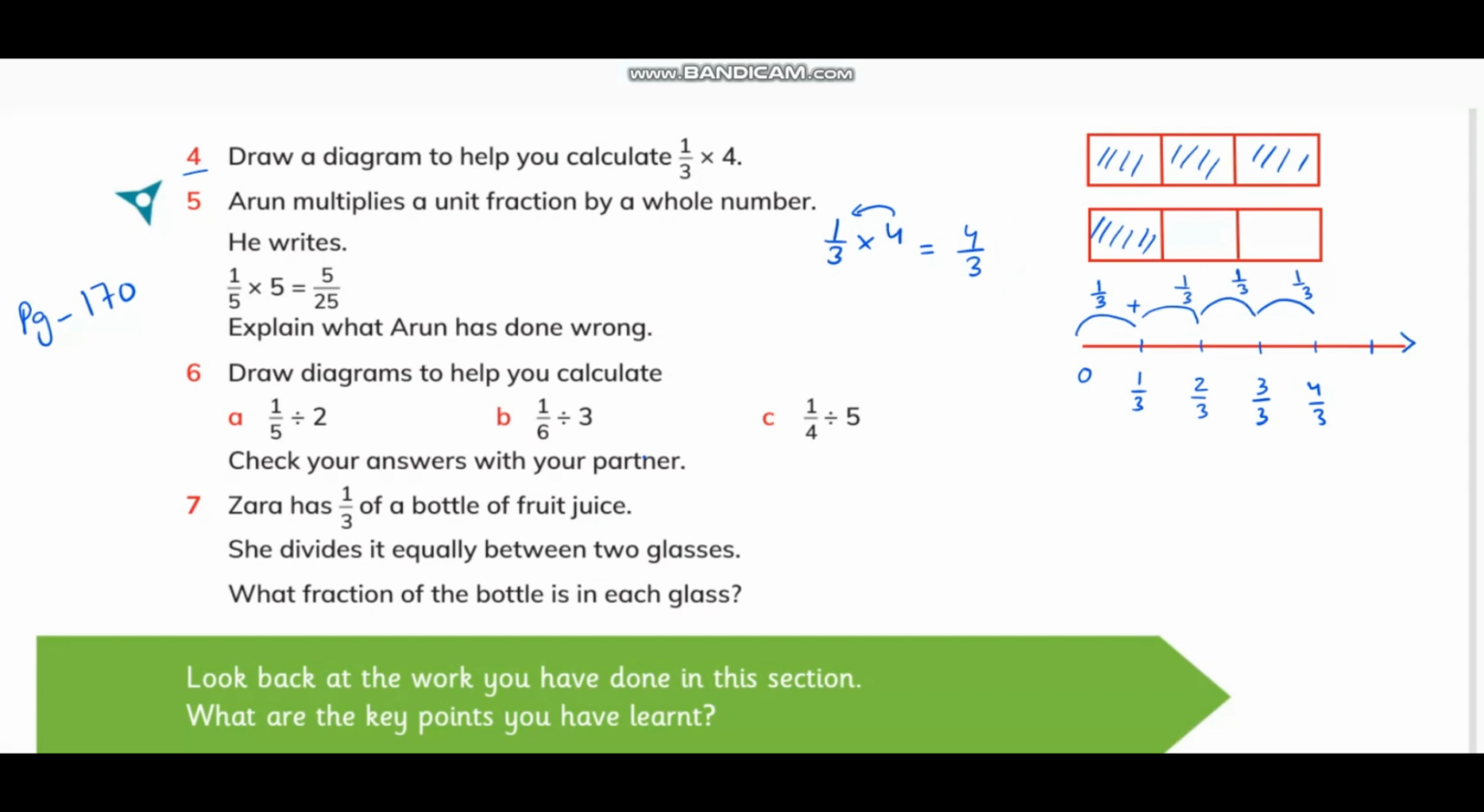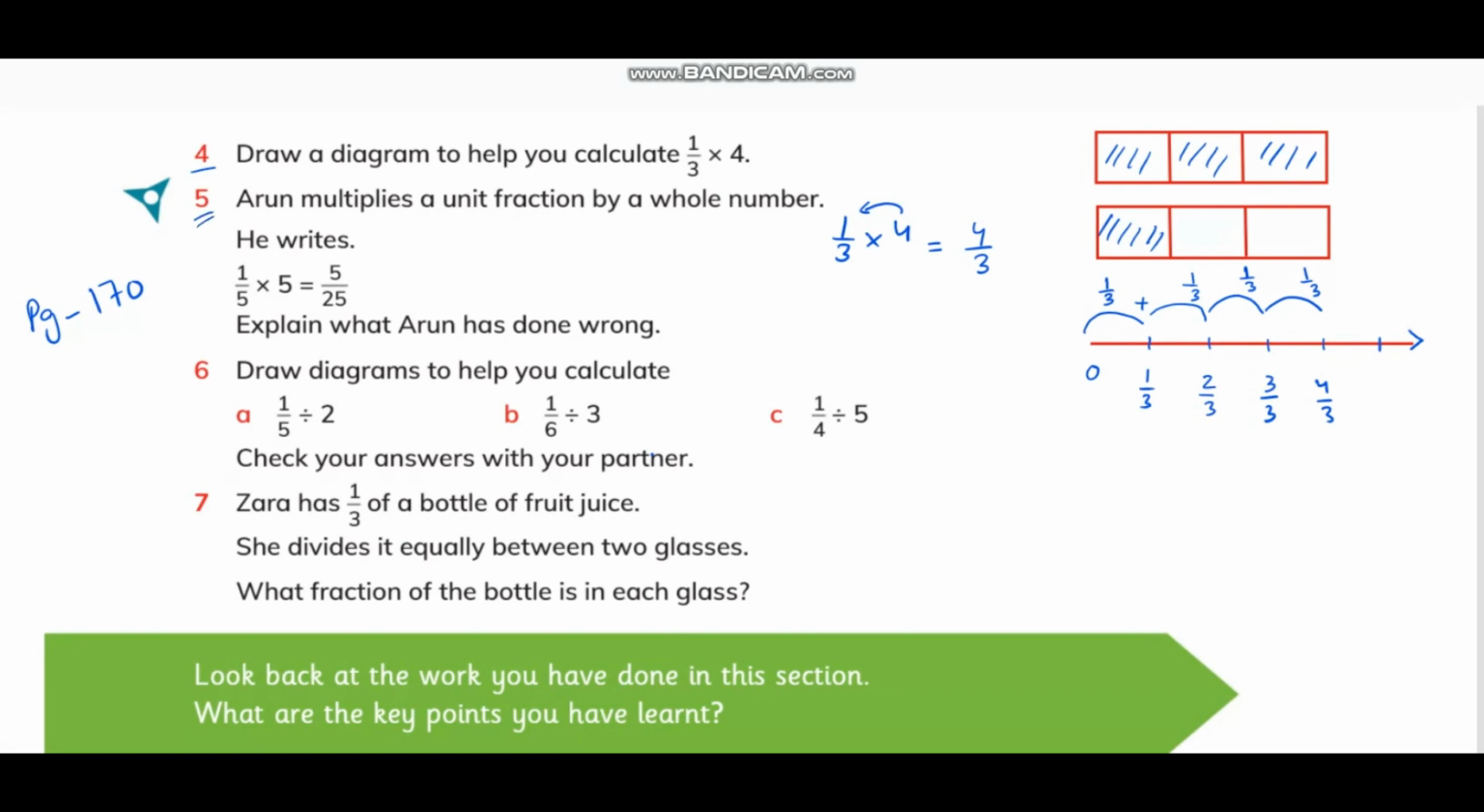Okay, the next question is question number 5. You can see here this one. It says Arun multiplies a unit fraction by a whole number. Listen to me. What is a unit fraction and what is a whole number? Look, this is a unit fraction, 1 by 5. We know that. 2 by 3, 5 by 7. These all are fractions. We write fractions in this form. And fraction means, I told you many times, parts.